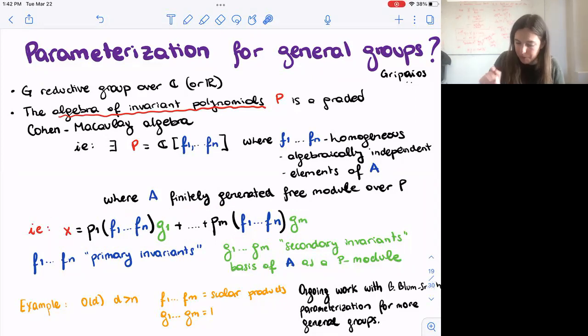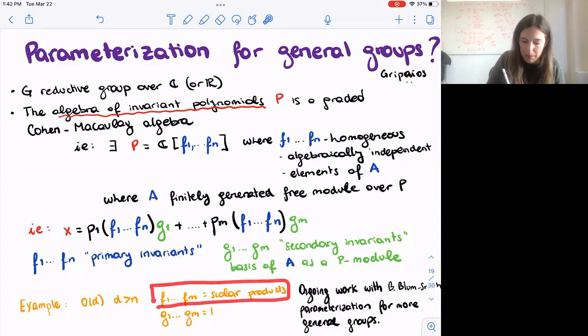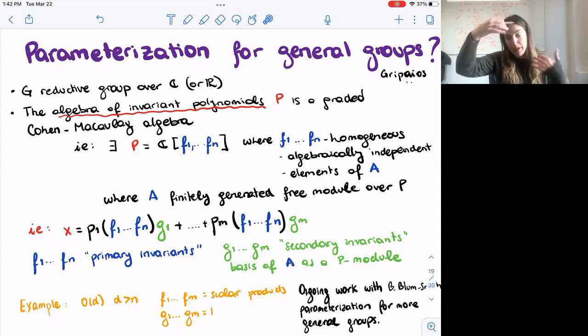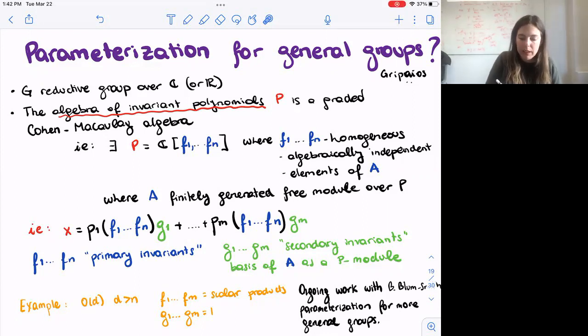So this is the general characterization of the algebra of invariant polynomials. And in particular, what I showed you just now for O(d) is just saying that the scalar products are the primary invariants for this algebra, and the secondary invariants are trivial. But for more general groups, for instance, if we are looking at graph neural networks, so invariance with respect to permutations by conjugation, I believe the invariant polynomials, the primary and secondary invariants, are not fully characterized for weird actions like that action by conjugation.